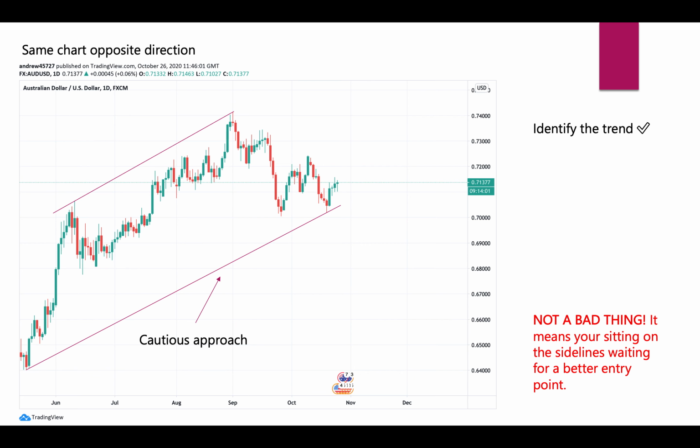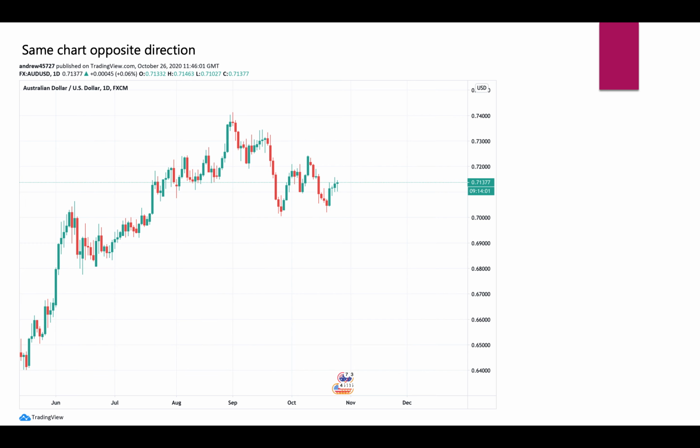All right. So like I said, guys, it's totally not a bad thing if you do this, okay? It means you're sitting on the sidelines waiting for a better entry point. And that's a good thing, because if you take a more cautious and conservative approach, that's better than losing money and rushing into trades if you're not comfortable with it. So I'm going to show you how to take a more aggressive approach on the higher time frames, okay?